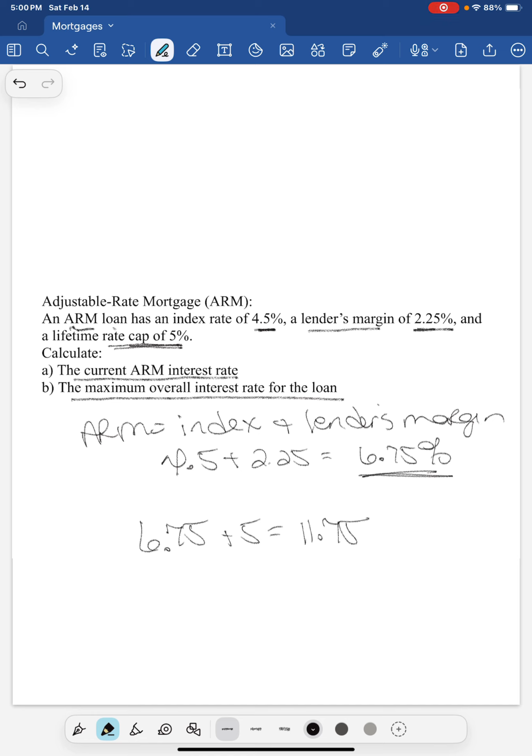But there again, just be aware, if you try to apply for one of these loans, a payment at 11.75 interest rate is going to be considerably higher than one at a 6.75.